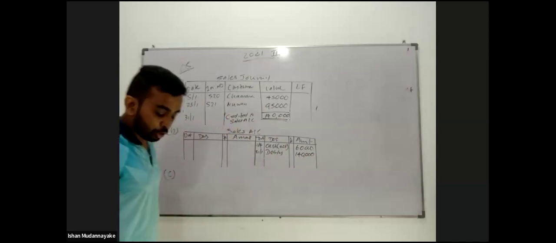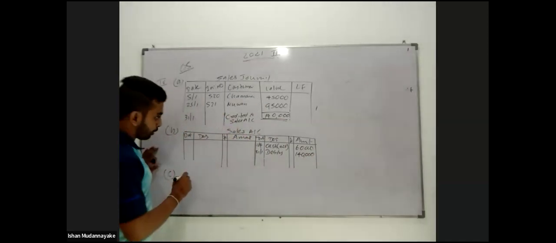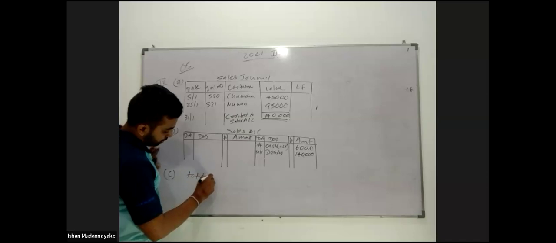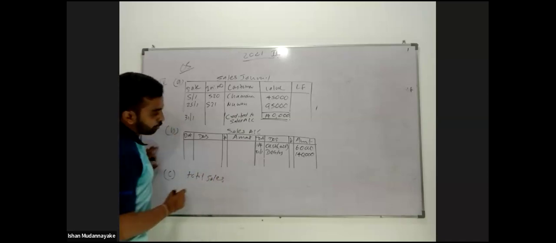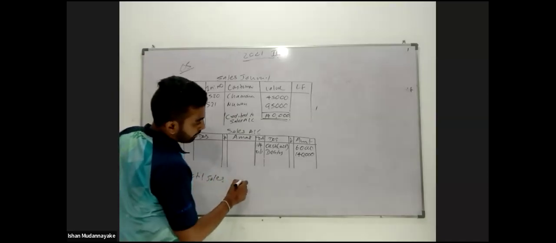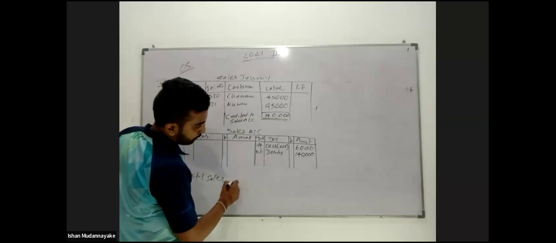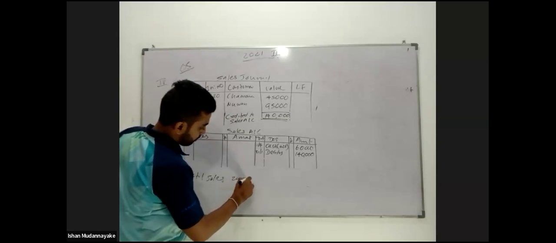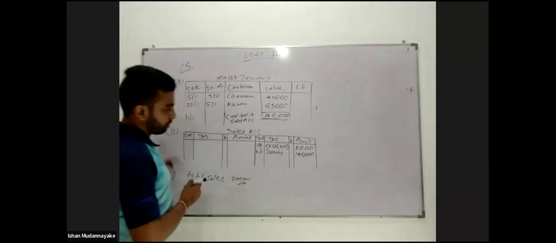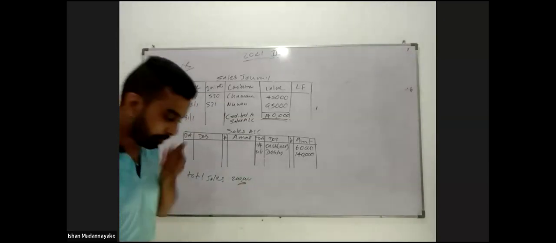Right. Done. Finished. The question is total amount of sales. Total sales how much? Total sales 200,000.